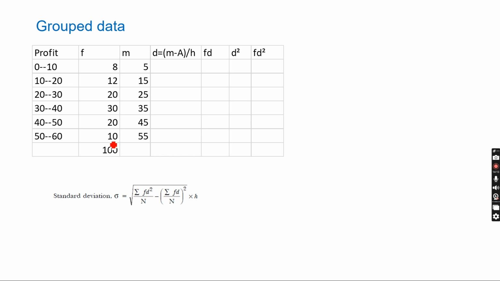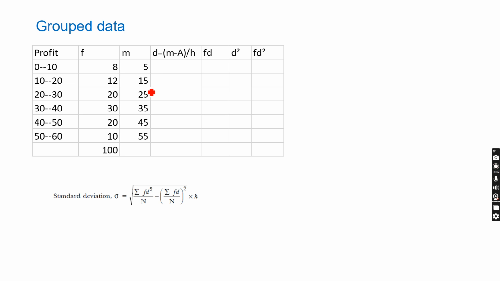Now, to calculate the variance and standard deviation, we need to calculate the deviation. To calculate the deviation, we have to convert the class data into discrete data. So the best way is to take the mid value of the class interval. So between 10 to 20, the mid value is 15. Between 0 to 10, it is 5. Now I can take the deviations from this.